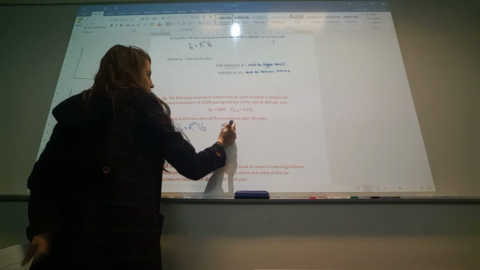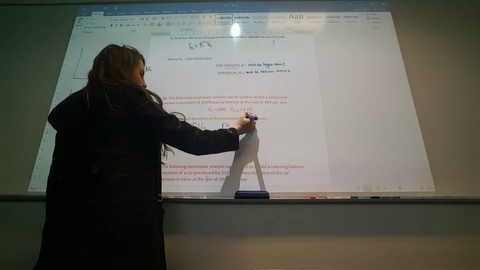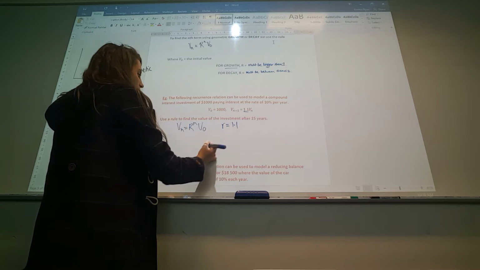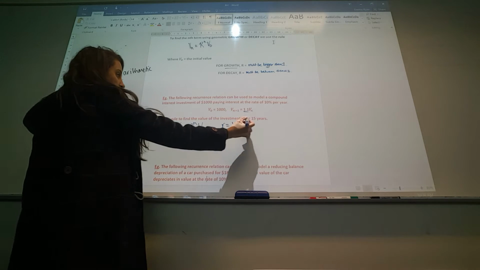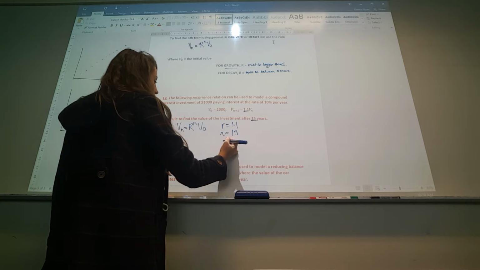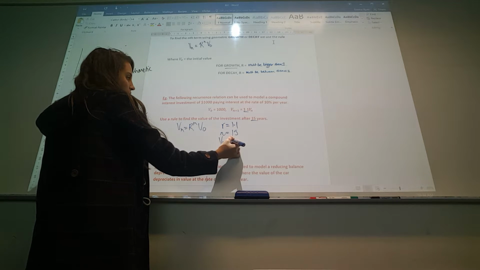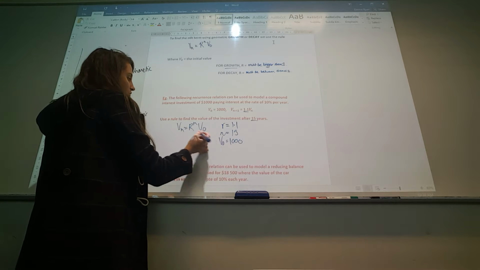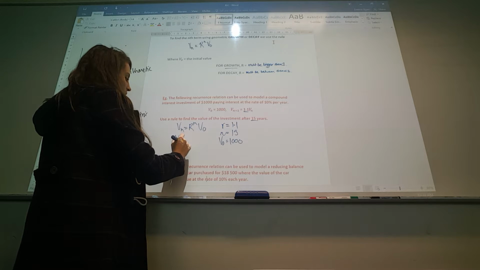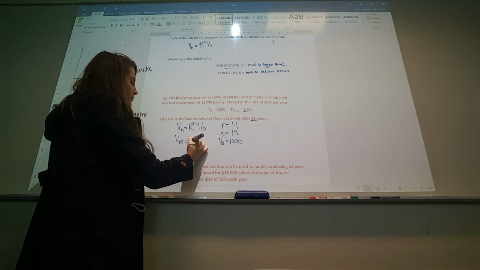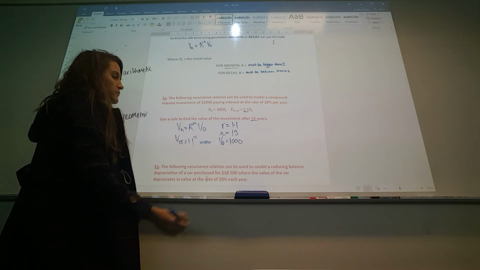What does our R equal? Yep, 1.1, it says it right here. And what is our N? 15. I'm glad you're awake, Ava. And what is our V0? 1,000. So then we're just going to sub them into our equation. So we're going to be finding the 15th term. So we've got 1.1 to the power of 15 times 1,000.